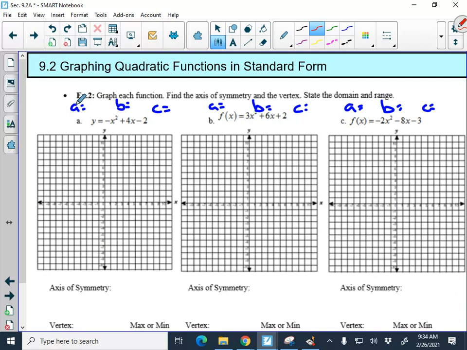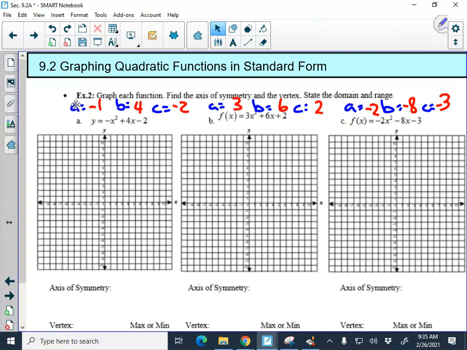What's A? -1. What's B? 4. What's C? -2. Now you notice in our formula we never use C, but there's still a point in identifying it, so we know not to use that number because it's not in the formula. This one, what's A? 3, 6, 2. This one? -8 and -3.